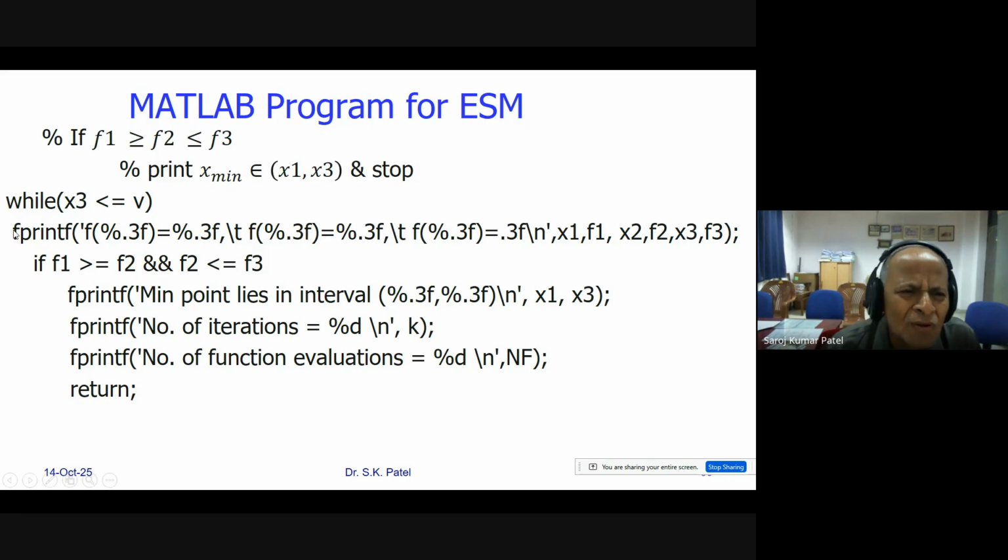Anyway, let us continue. So then we will use the do while command. So long as x3 is less than or equal to the upper bound v. Here in MATLAB, less than or equal to is written like this. We have to use the symbol. Then fprintf.